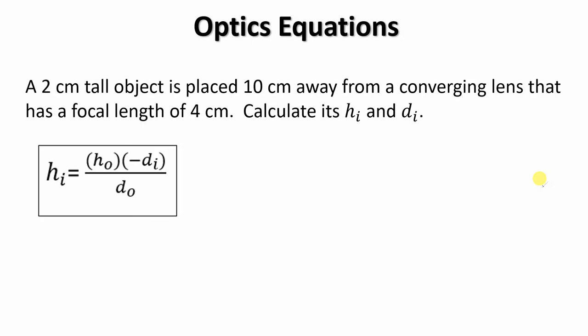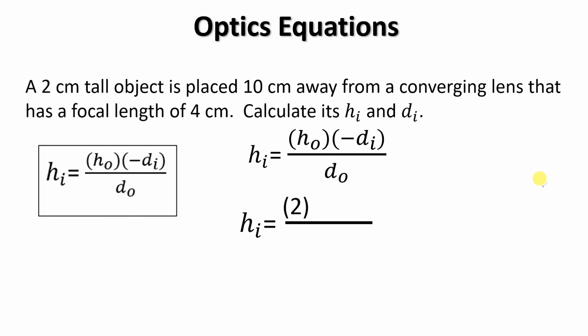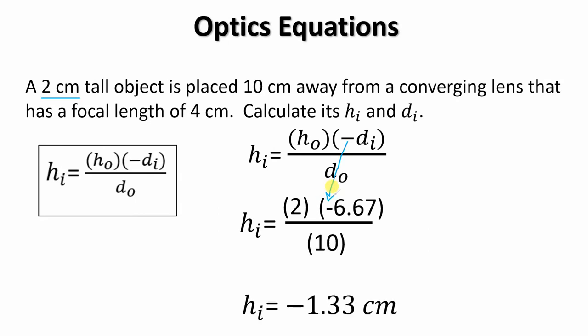So now that we have that DI, we can go ahead and calculate the height of our image. We'll plug in our HO, which is 2 centimeters, given up here. The distance of our image, we calculated at 6.67. So now we're going to make it negative 6.67 right there. That negative sign gets carried along, and then the distance of our object was 10. So if you divide those out, you should get a height of minus 1.33. So that means it points down.